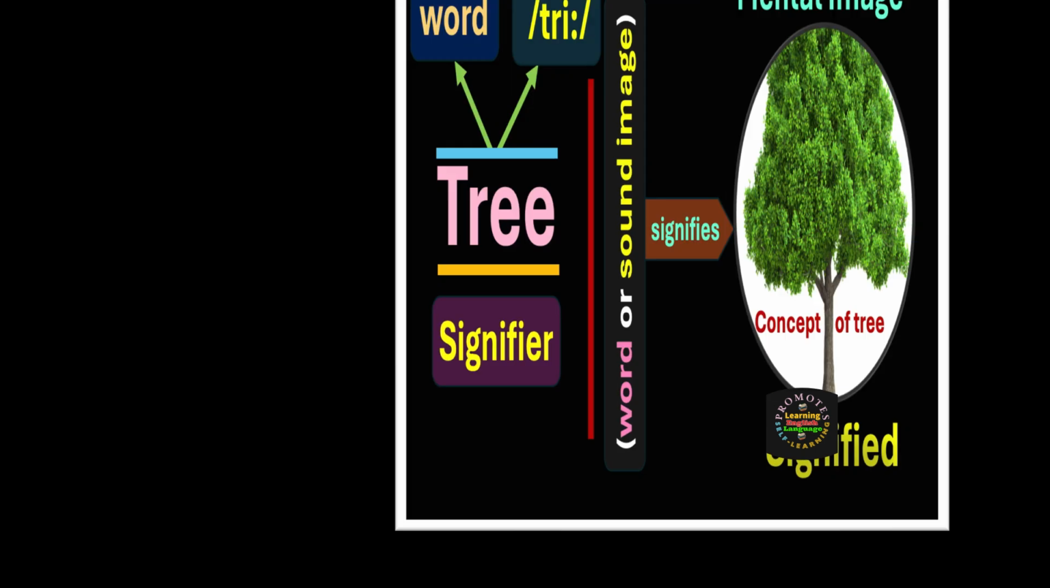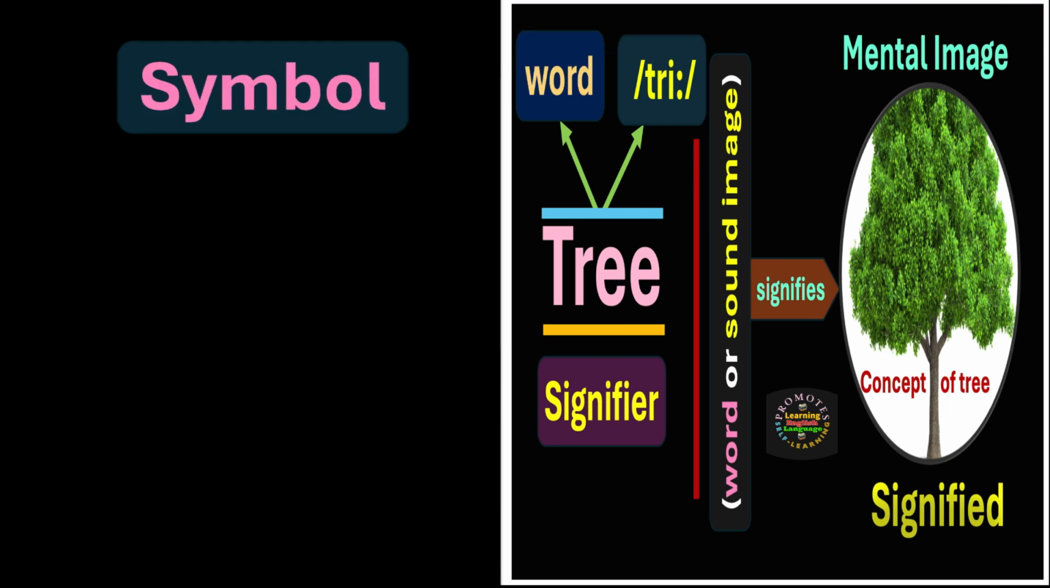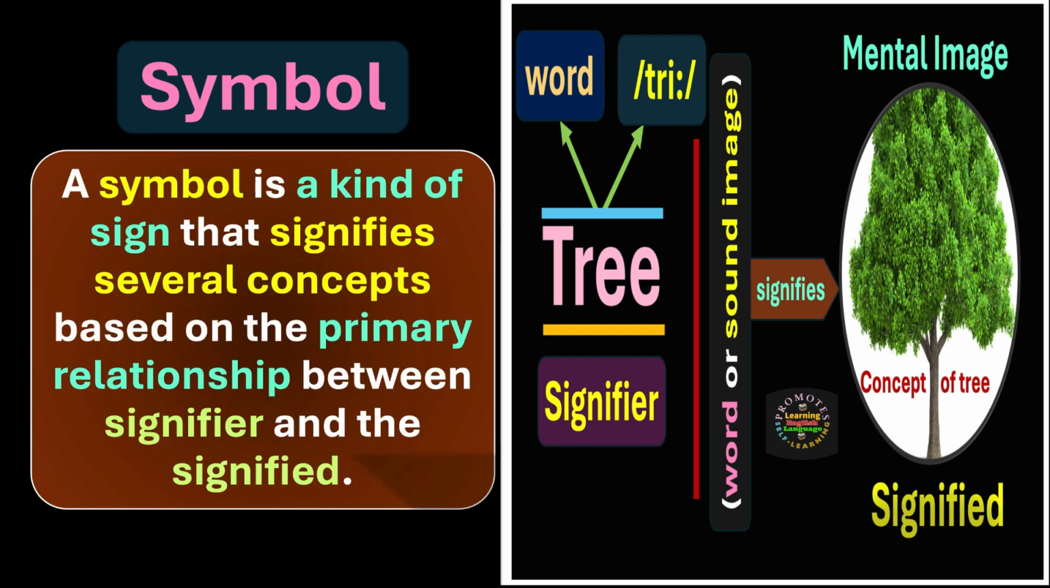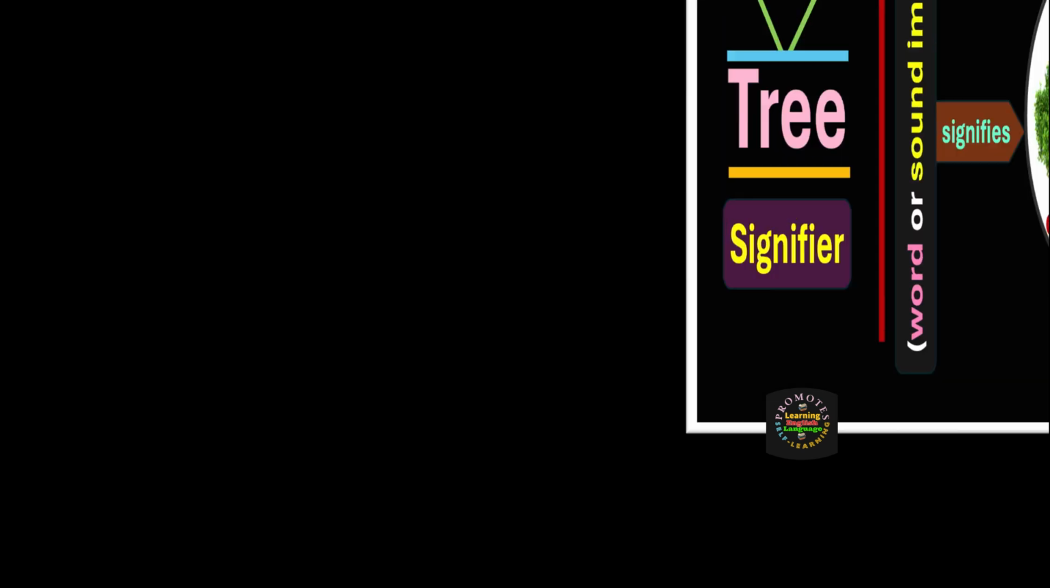We continue with some more ideas about the same concept. Here we have the word symbol. And how do sign and symbol differ? A symbol is a kind of sign that signifies several concepts based on the primary relationship between signifier and signified. A symbol is also a kind of sign, but it brings more concepts, more interpretations, more ideas. A sign conveys what it conveys. It doesn't have secondary meaning. It doesn't have tertiary meaning. It means what it means. It's brief, exact, and precise. But a symbol is more than that. How? We continue with some more ideas about this.